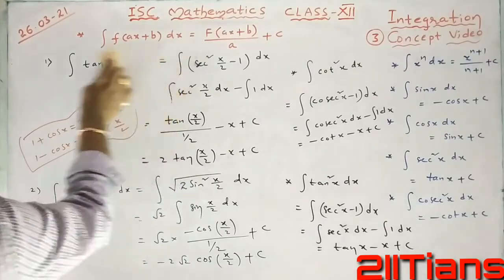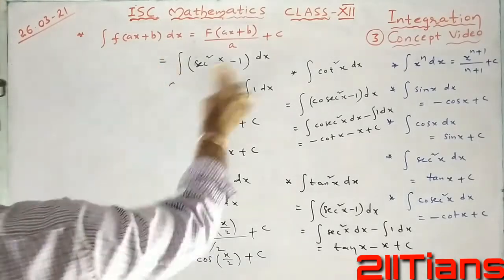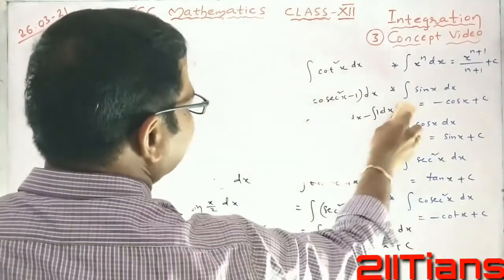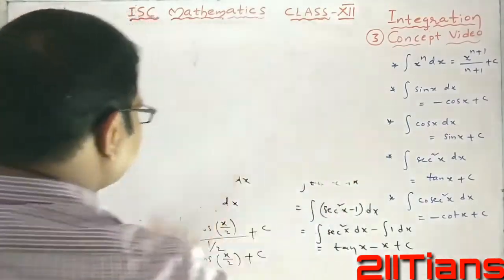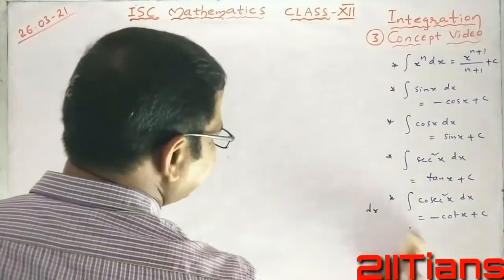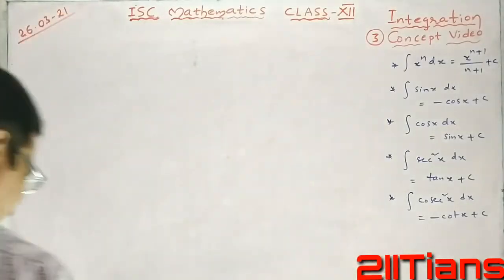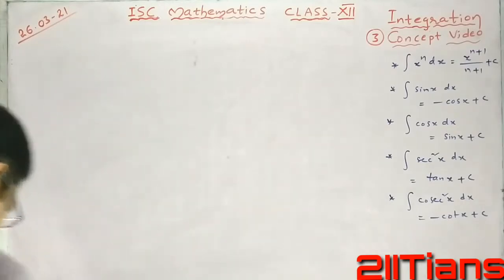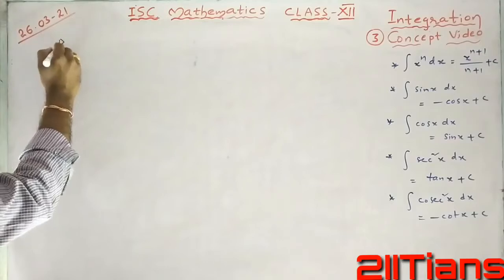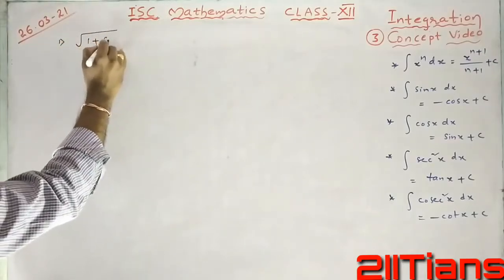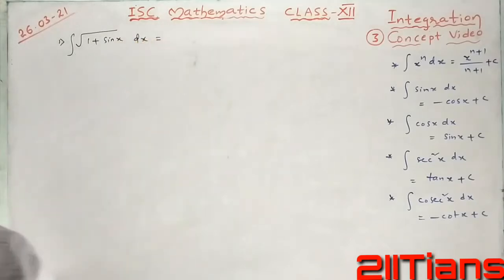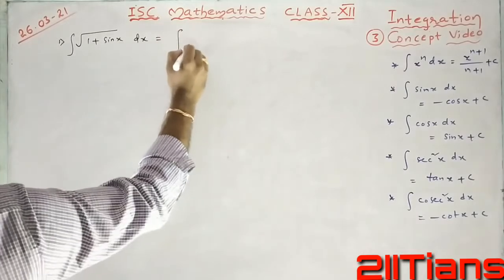Okay, let us see the next one. This is the concept we are following now: always write the coefficient of x in the denominator after completing the integration procedure. So suppose they give the integral of root of 1 plus sin x dx, what will you do? I am changing it like this.